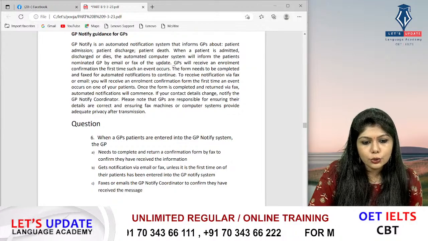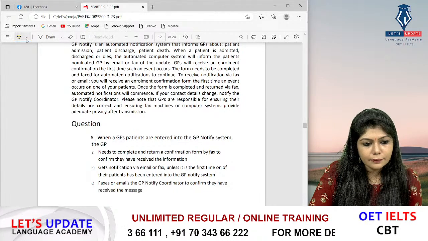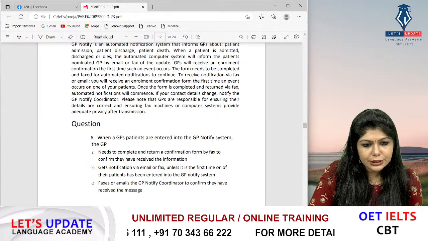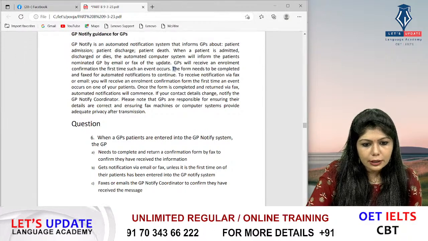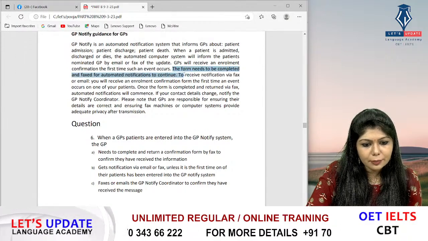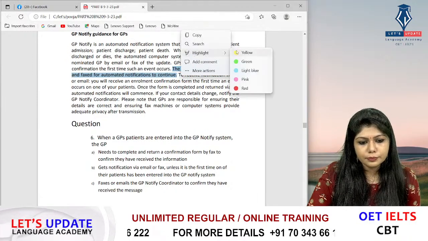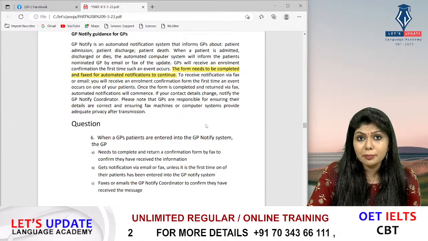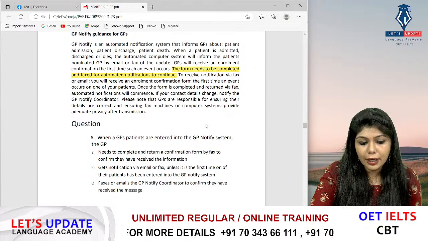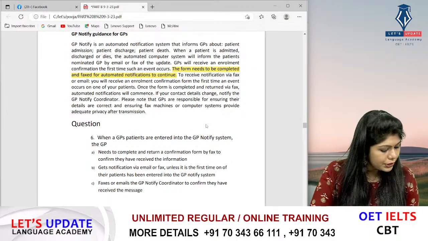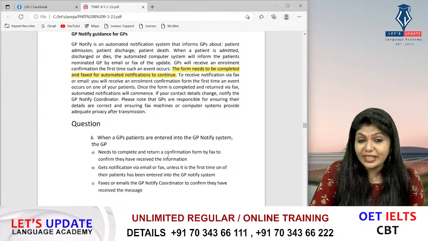So I'll just highlight that information. What have they mentioned? The form needs to be completed and faxed for the automated notifications to continue. So it's for that purpose and not to inform them whether they have received the information or not. So moving to option C, we have eliminated A.